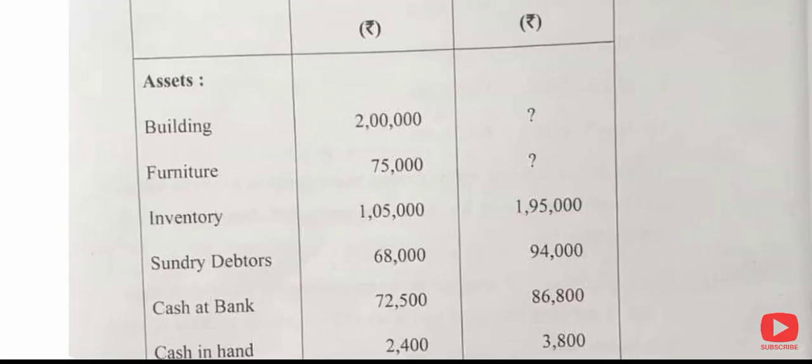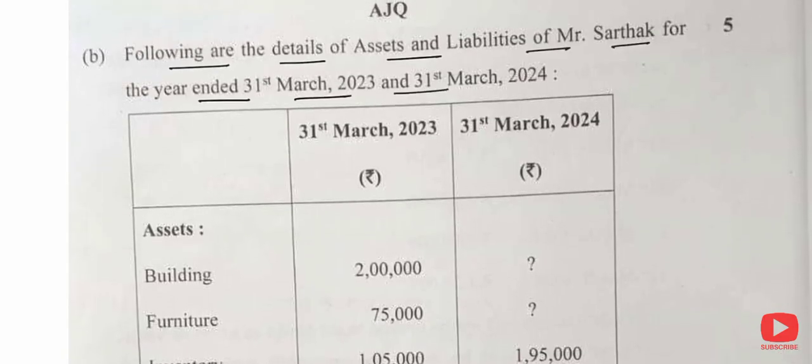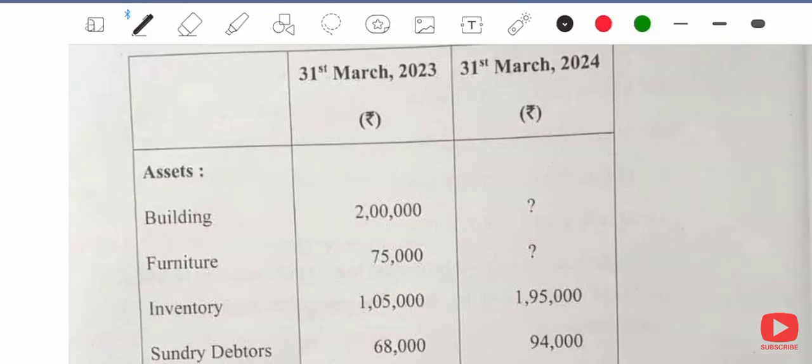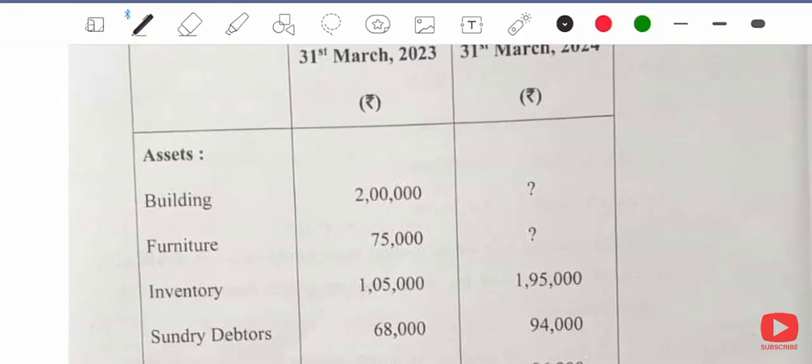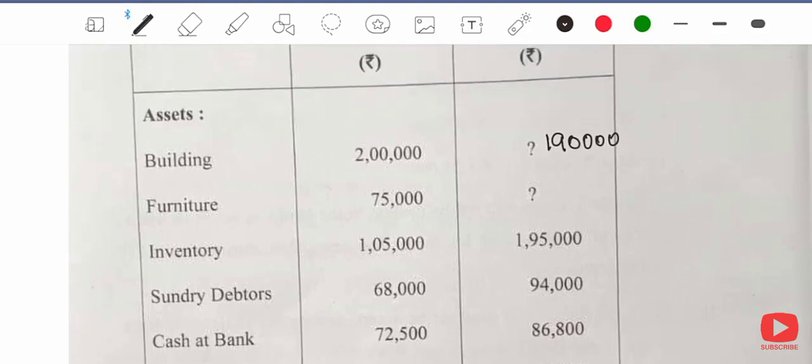Next question, guys. Following are the details of assets and liabilities of Mr. Sarthak for the year ended 31st March 2023 and 31st March 2024. Two years are given, a 5-mark question. Building, furniture, everything. It was decided to depreciate building by 5%, so 2 lakh minus 5% will become 1,90,000. The same question is there in the study material. Furniture is to be depreciated by 10%, so this is going to be 67,500.